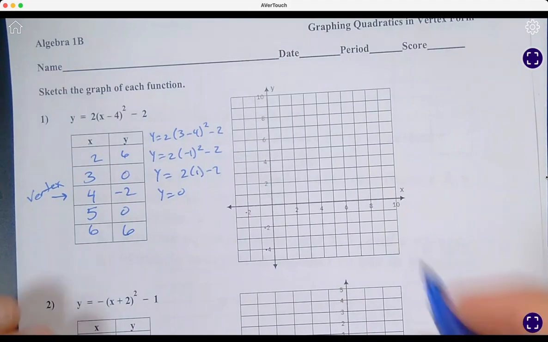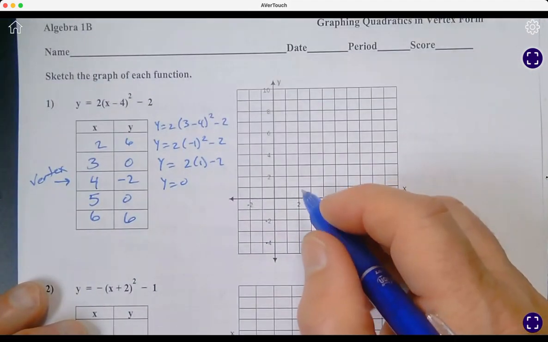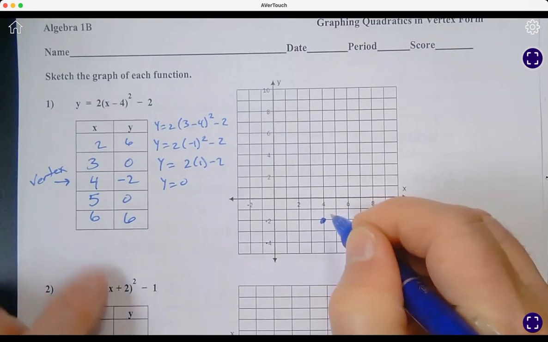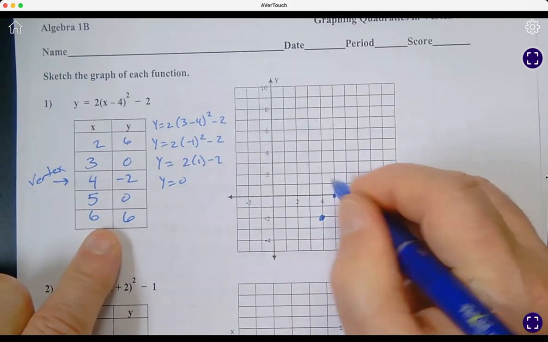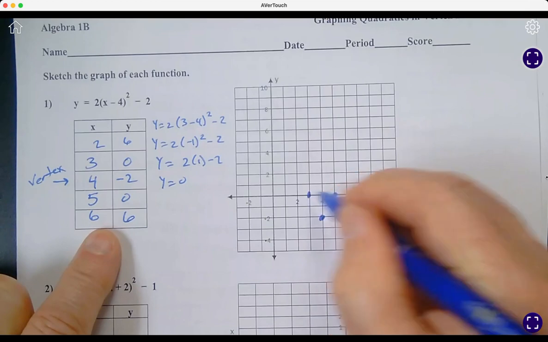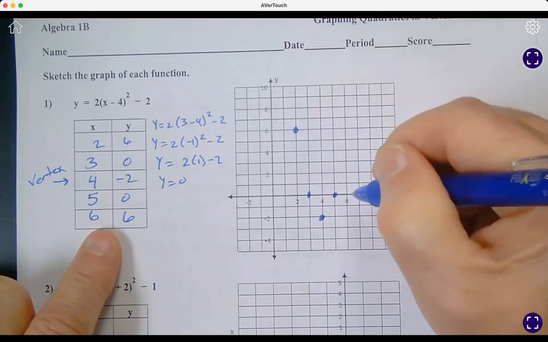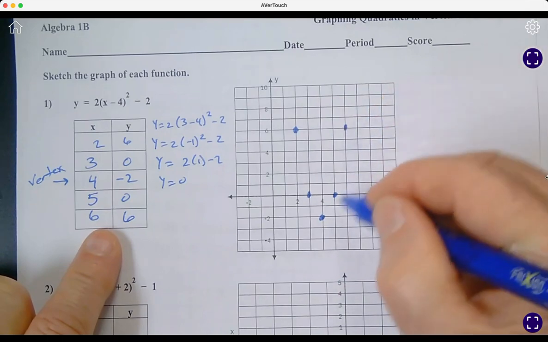Plot your points. Draw your parabola. 4 comma negative 0. Right there. 5, 0. Right there. 3, 0. There it is. 2 and a 6. There it is. 6 and a 6. Boom.